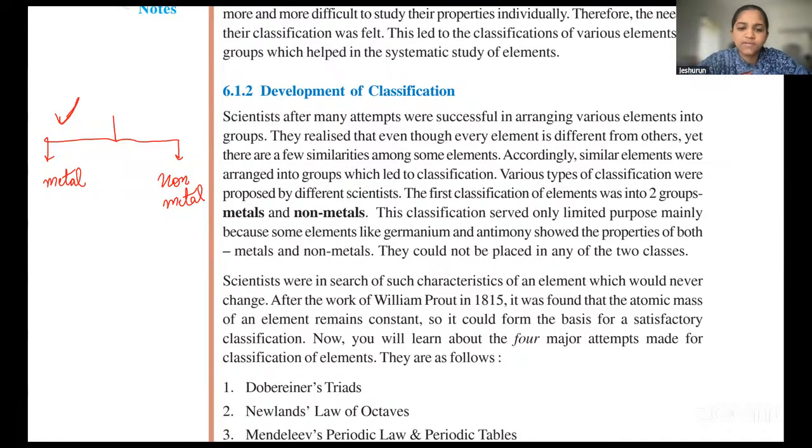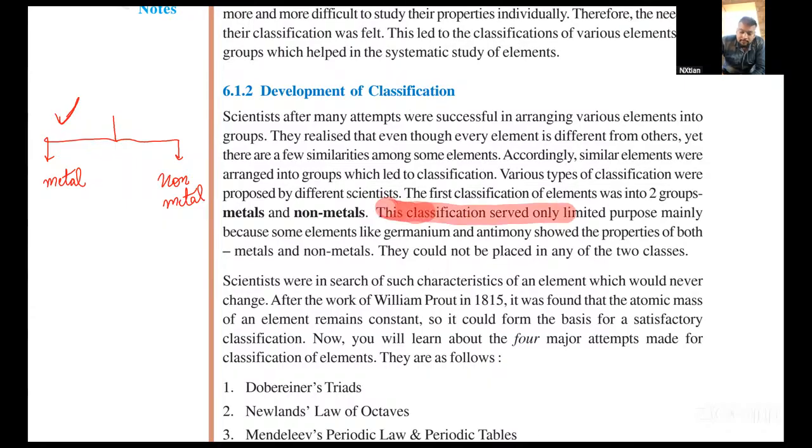So now, what type of question can they ask? They can ask you, what is the first type of classification? You will write that this is the metal and non-metal classification. But why did it fail? What is the drawback of it? They can ask you these types of questions. So the drawback is very important.